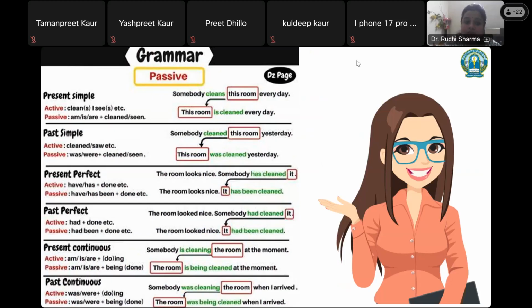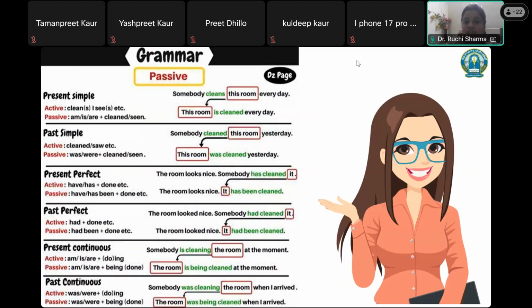Can somebody read out? Somebody cleaned his room yesterday. Yeah. Now look at it. What are the verb forms that are there on the screen? Was and were plus cleaned or seen. So this room was cleaned yesterday. Was and were, that is the structure that is utilized here in past tense.